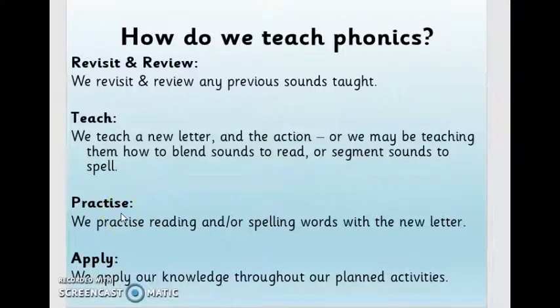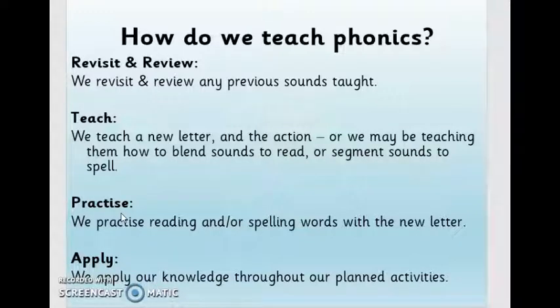Then we move on to the practice phase of the phonics session, where we have a go at reading words with the new sound that we've learnt. We practise reading and maybe spelling words with the new sound. For example, with the sound a, maybe we would have a go at writing the word at, or an, or and. And later on, as we learn more and more sounds, we then have a go at writing words or simple captions or sentences.